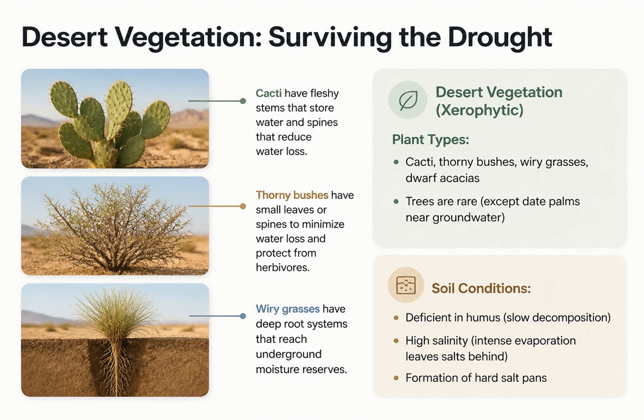To survive in these harsh conditions, desert vegetation must be xerophytic, meaning highly drought-resistant. The landscape is dominated by cacti, thorny bushes, wiry grasses, and scattered dwarf acacias. Trees are incredibly rare, usually only appearing as clusters of date palms where abundant groundwater reaches the surface. The soil itself is tough for plants. The lack of moisture means dead organic matter decomposes very slowly, leaving the soil deficient in humus. Furthermore, the intense evaporation draws water to the surface, where it evaporates and leaves dissolved salts behind, increasing soil salinity and forming rock-hard salt pans.